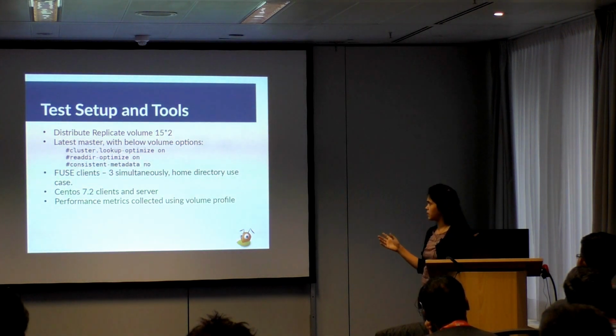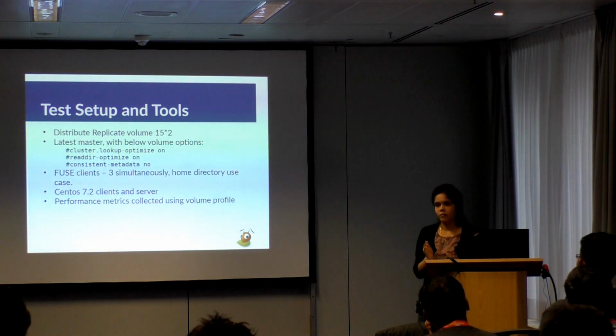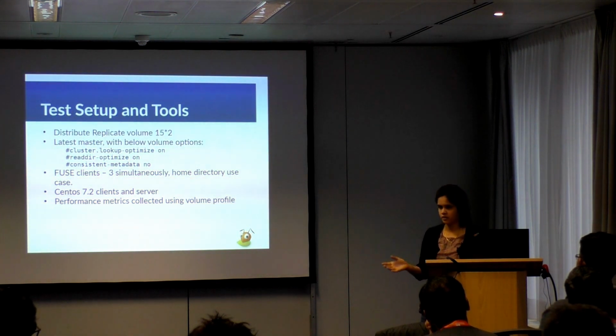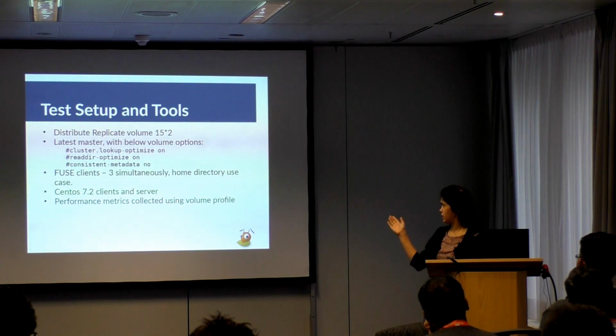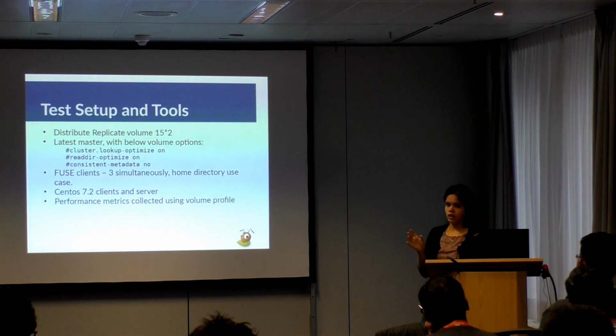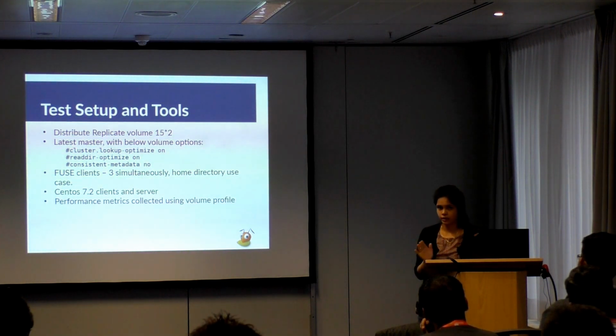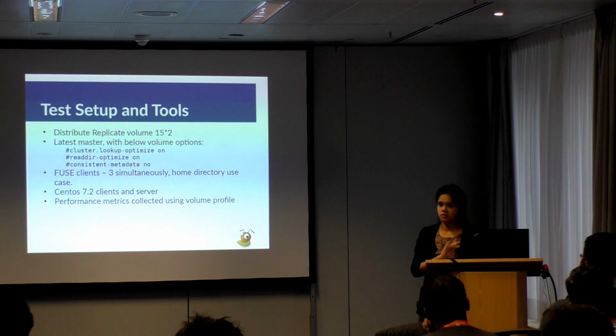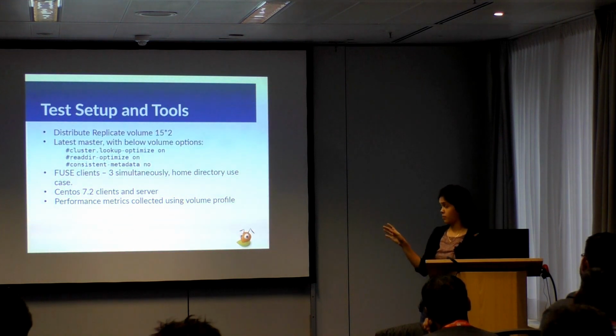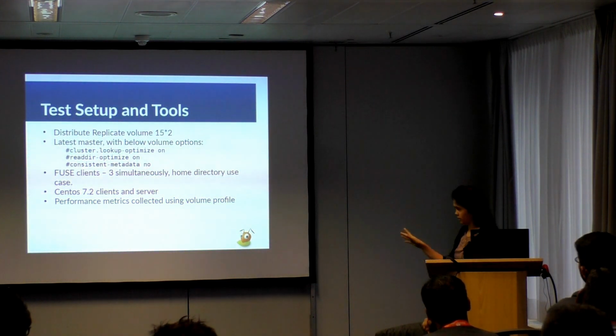So the performance metrics here are not exactly Mbps or kbps, it is more like relative percentages of time that each FOP consumes. We collected it using the volume profile info, basically the io-stats translator. All these tests were run in the happy path. Basically, there was no rebalance, no split brains, none of those things whatsoever. But even with this, the results were quite interesting.